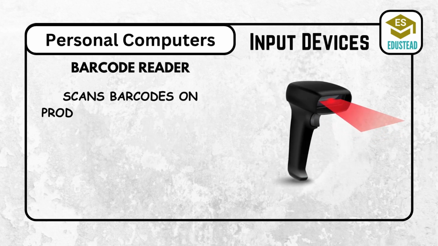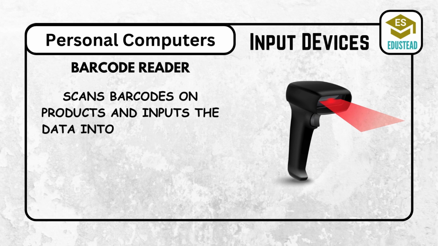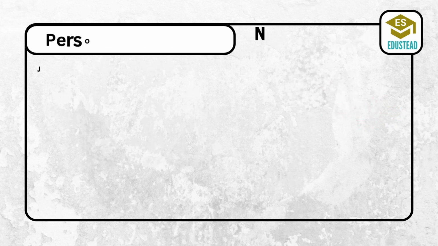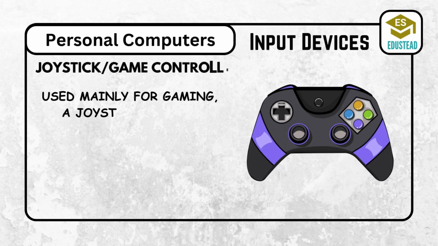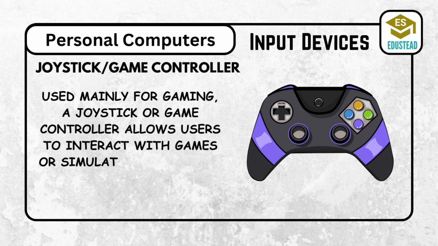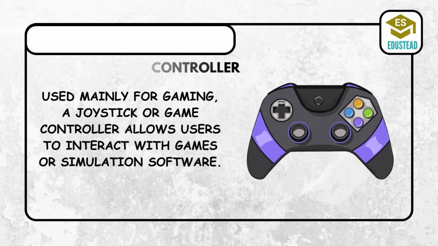Barcode reader scans barcodes on products and inputs the data into the computer, often used in retail and inventory systems. A joystick or game controller is used mainly for gaming; it allows users to interact with games or simulation software.